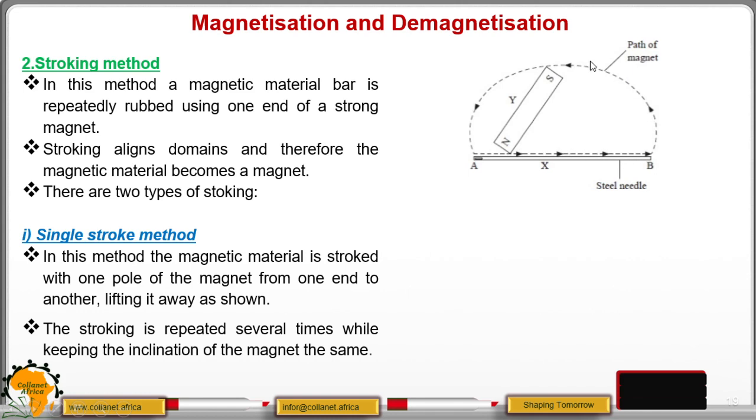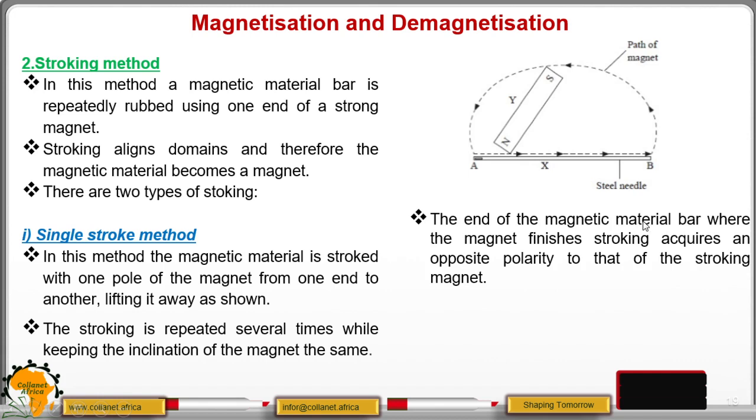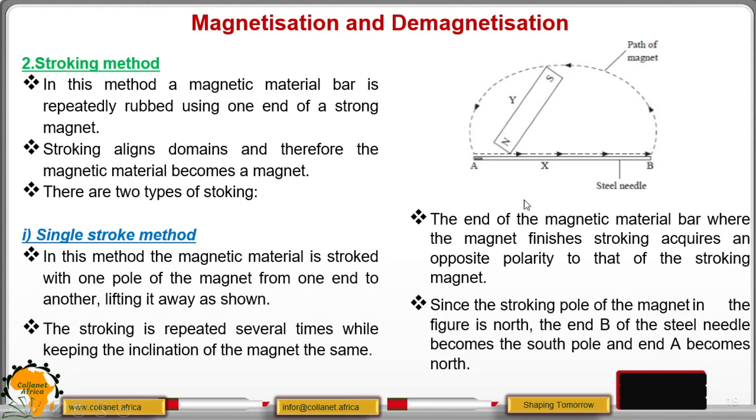Again you move, you lift again, and you do it repeatedly several times, and at the end you are going to find that this steel needle AB will be magnetized, because as you stroke, the dipoles in the domain are aligned. Now the head of the magnetic material where the stroking finishes acquires a polarity opposite to that of the stroking magnet. So in our case, since the stroking head is a north pole, then head B acquires a south pole.